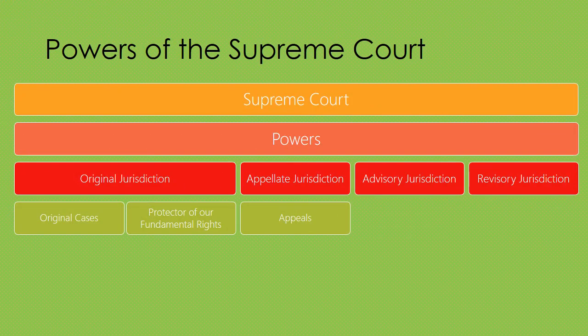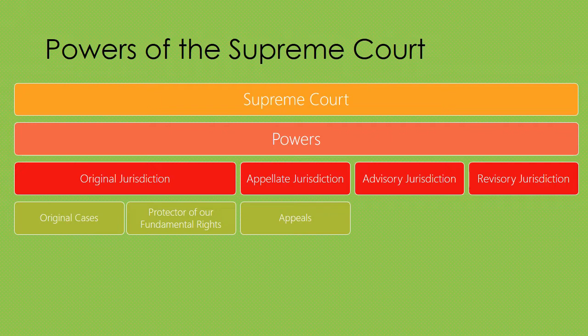Next, powers of the Supreme Court. The Supreme Court hears and gives ruling on both civil and criminal cases as well as those concerning the Constitution of India. It enjoys the following jurisdictions, that is original, appellate, advisory and revisory.